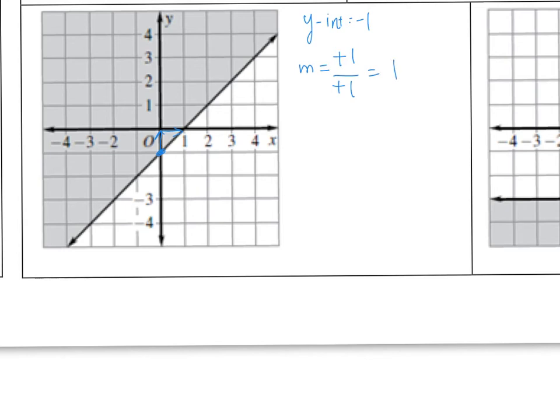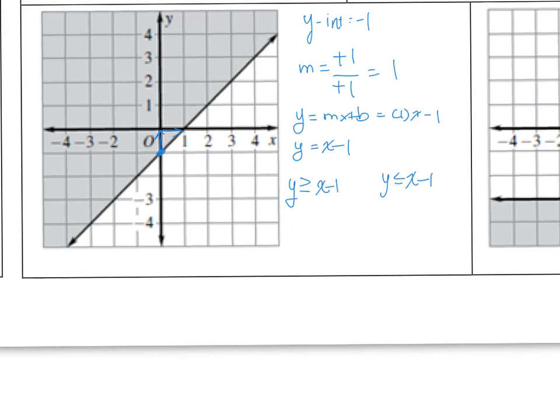I'm going to use slope-intercept form. Y equals mx plus b. So y equals 1x minus 1. So for short, y equals x minus 1 is our boundary line. And this inequality could be y greater than or equal to x minus 1 or y less than x minus 1.